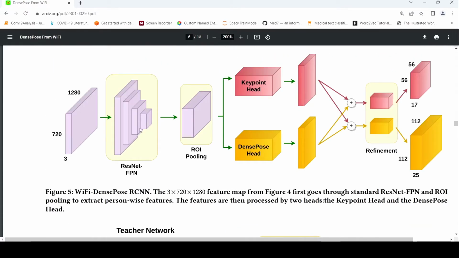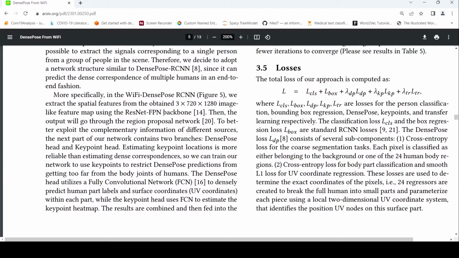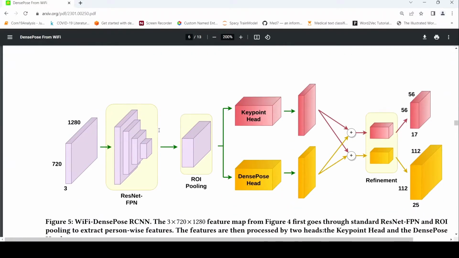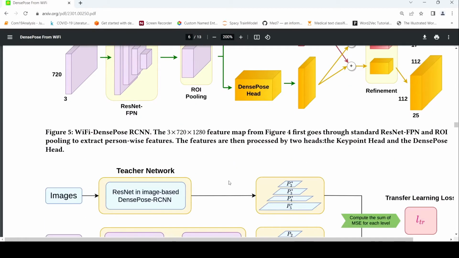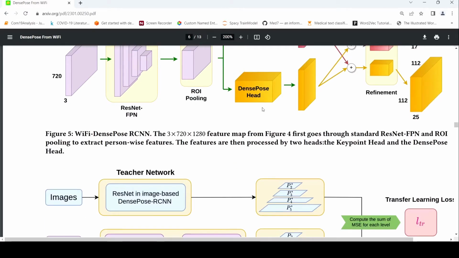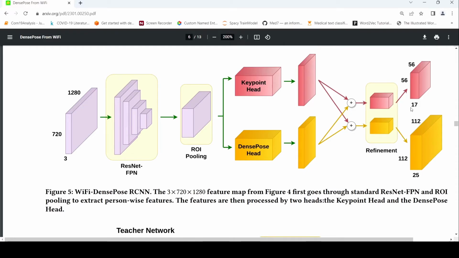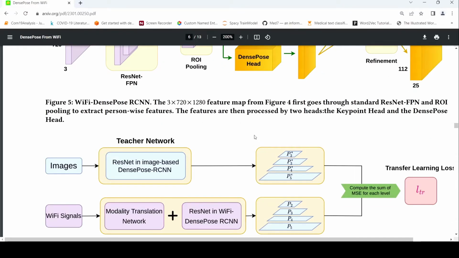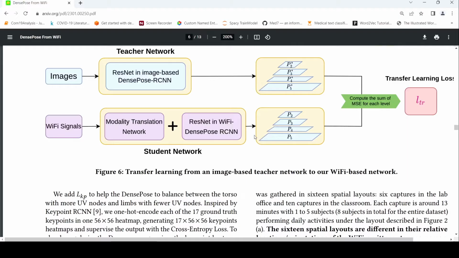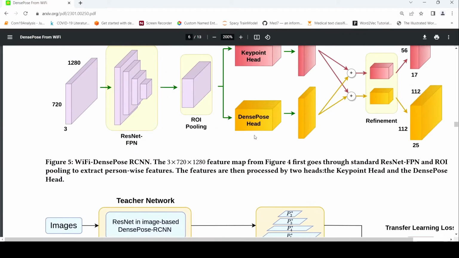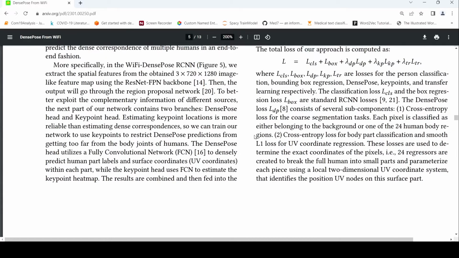What happens is that you have a ResNet FPN, a ResNet architecture over here. That is the backbone. It then goes through a region proposal network, and then there is a region of interest pooling. Then they have two heads, one called the keypoint head and a DensePose head. From that they do refinement, and from these heads they identify the pose, the DensePose of humans. That is the idea over here.